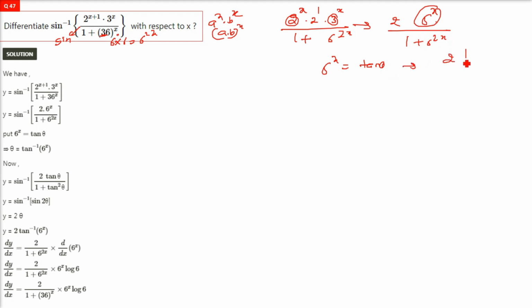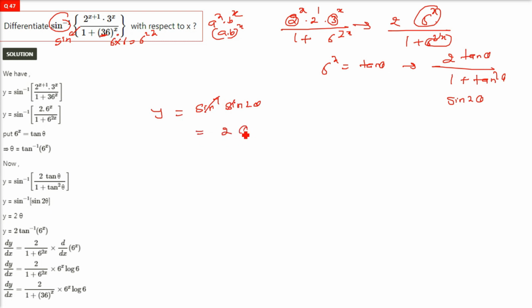What do you get? Twice tan theta divided by 1 plus tan square theta, since 6 to the power 2x is tan square theta. 2 tan theta by 1 plus tan square theta is going to be sine 2 theta. Sine inverse is already outside, so sine inverse of sine 2 theta, you can cancel it out. There is no boundary being given, so 2 theta it is. Theta from here will be tan inverse 6 to the power x. So 2 tan inverse 6 to the power x.